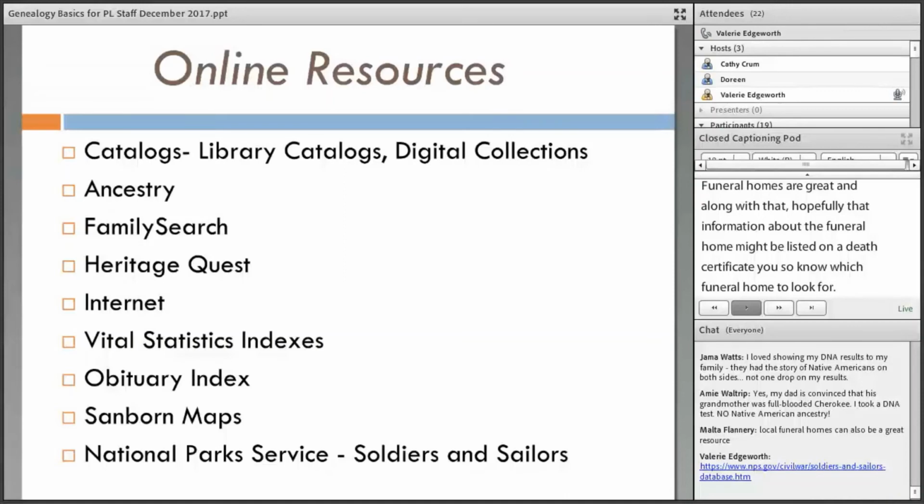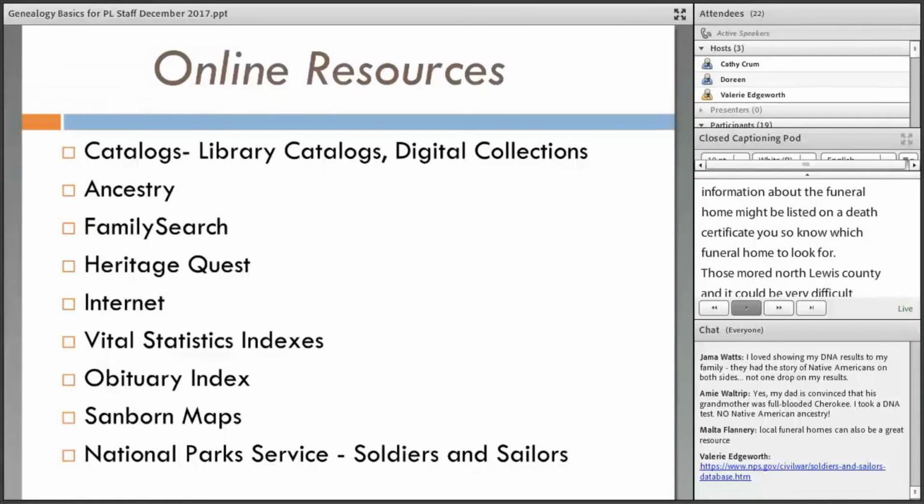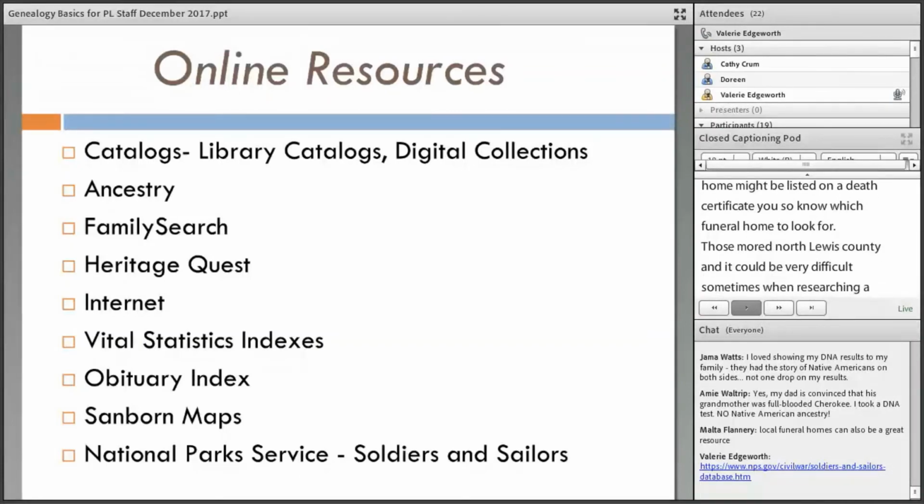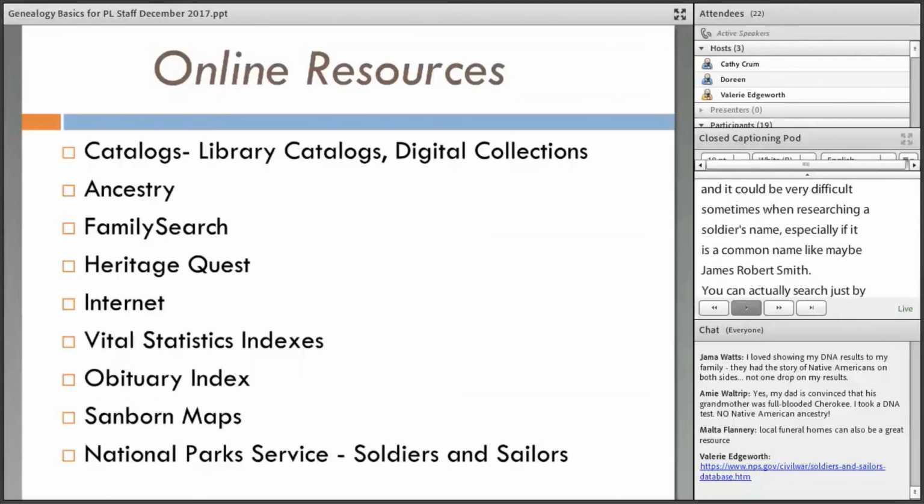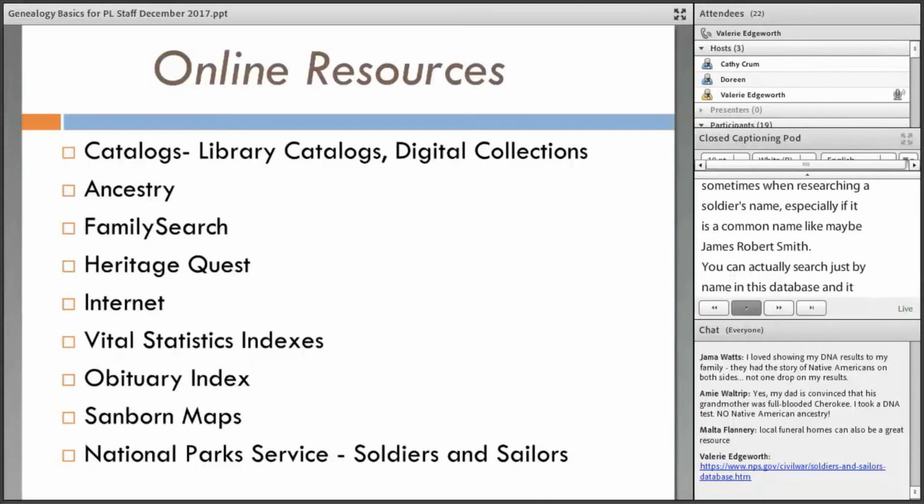I have 2 lines of my family that were literally brother against brother in the Civil War. They originated from McGoffin County. Those who sided with the Confederacy stayed in McGoffin County. Those who went with the Union actually moved north to Lewis County. And so it can be very difficult sometimes when researching a soldier's name, especially if it's a common name like maybe James Robert Smith. You can actually search just by name in this database, and it will show you the options or the possible relevant searches for both the Union and the Confederacy as well.